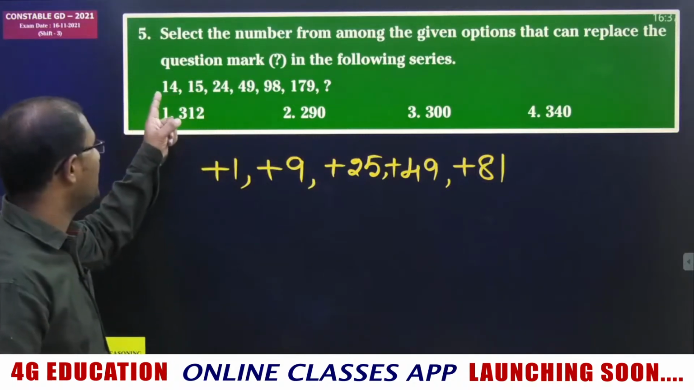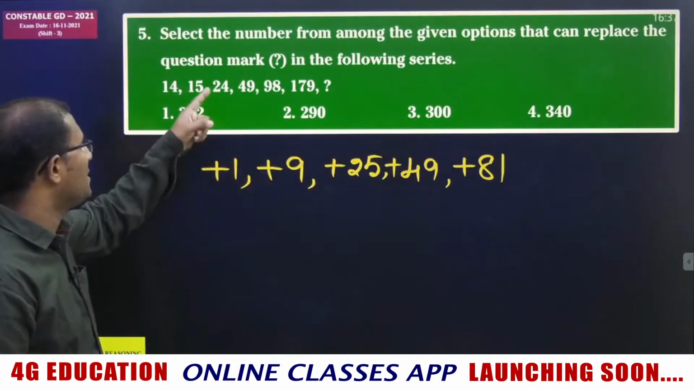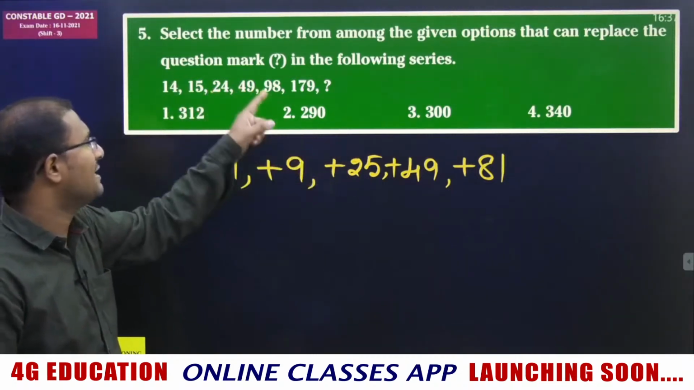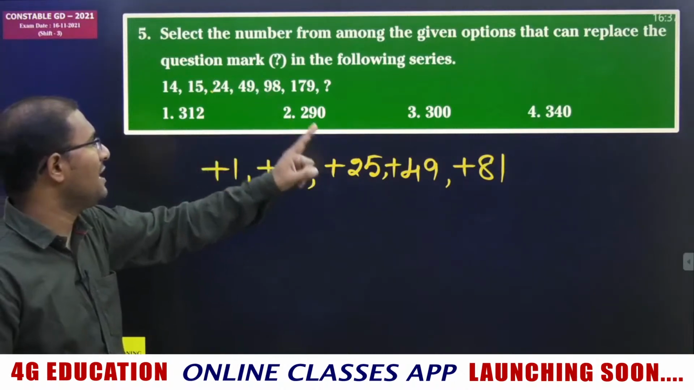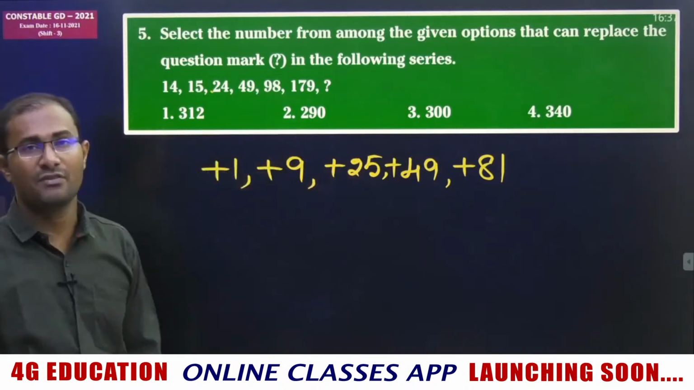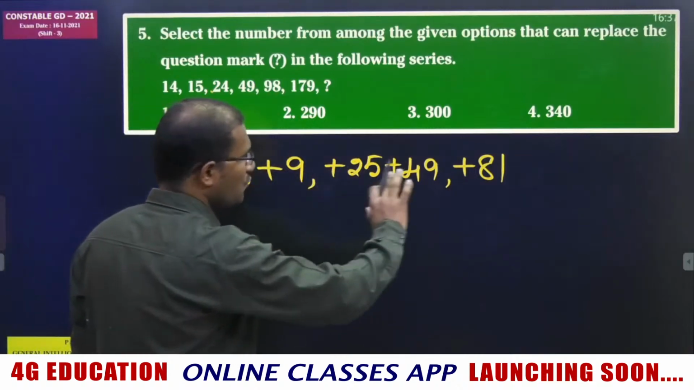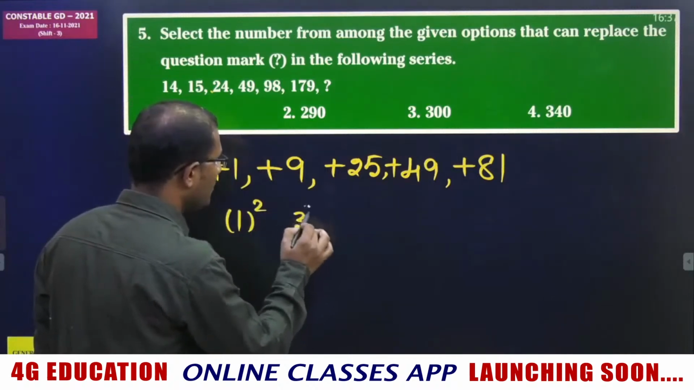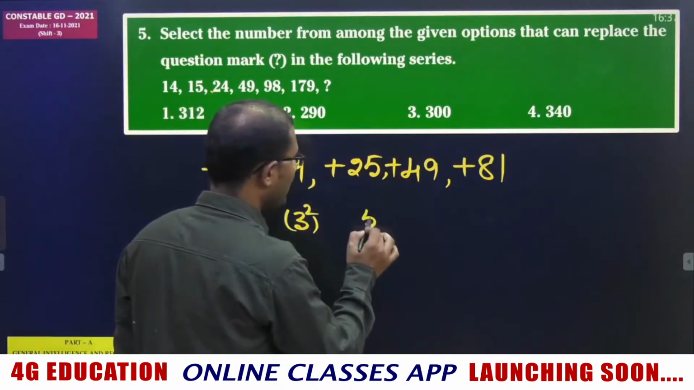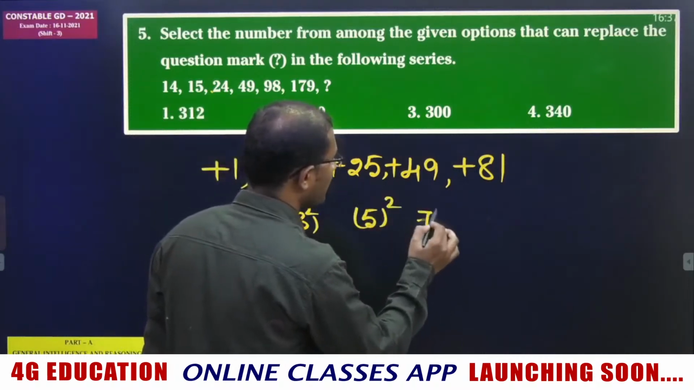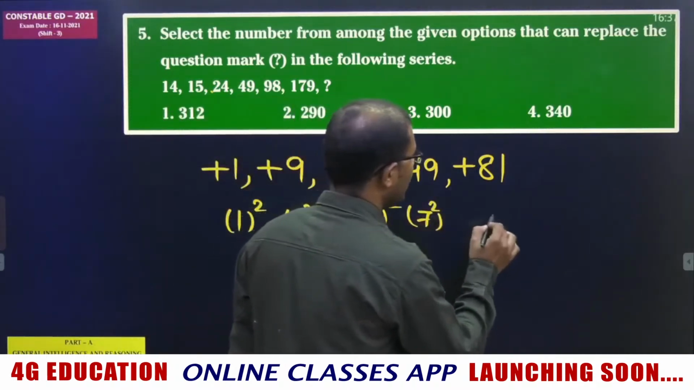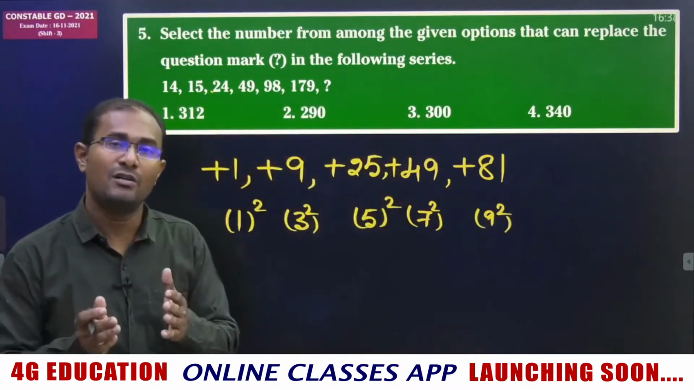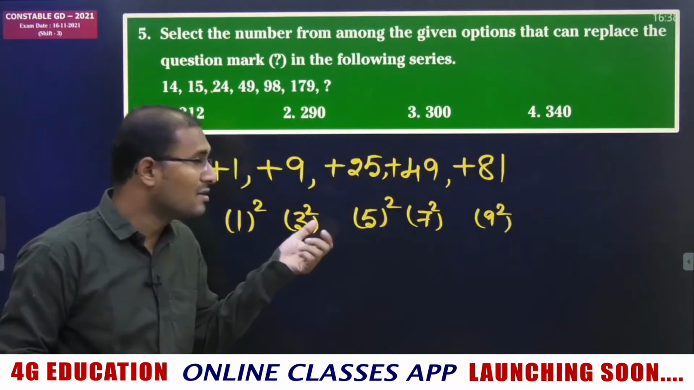Okay. So for 14, 1 is added, for 15, 9 is added, for 24, 25 is added in order to get 49, for 49, 49 is added to get 98, for 98 we have added 81 in order to get 179. If you see the numbers we are adding, this is 1 square value, this is 3 square value, and this is 5 square value, and this is 7 square value, and this is nothing but 9 square value. So if you observe, all these squared values are nothing but the odd number square values.